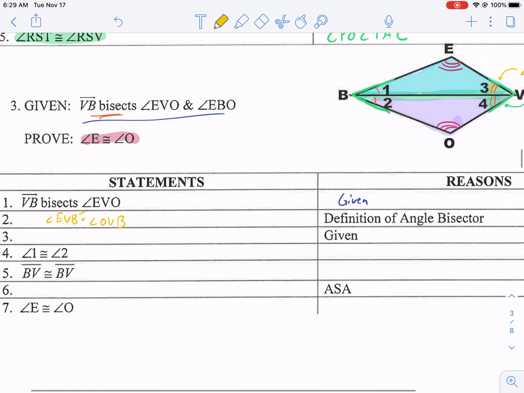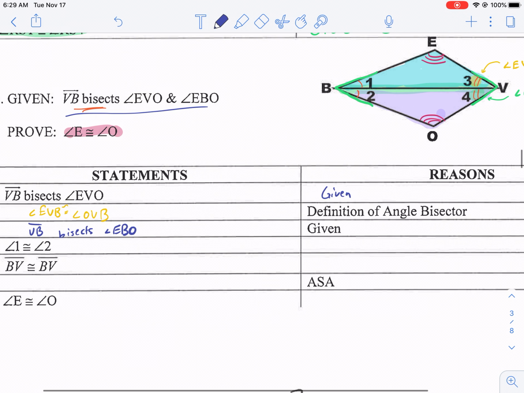Now we're moving on to the second given, which is VB, and actually I should change it to BV. I guess we'll just try to keep it consistent. I would be super mad about you saying it's a line. Is that a line segment? Oh, it's a line segment. So I'm just going to keep it VB. My mistake. VB bisects, and now we're going to the other angle, other side, EBO.